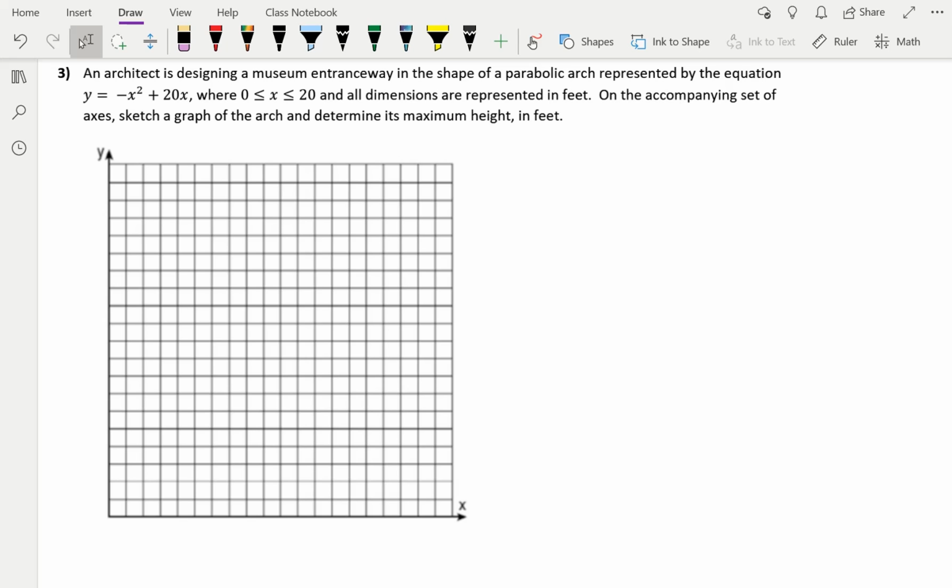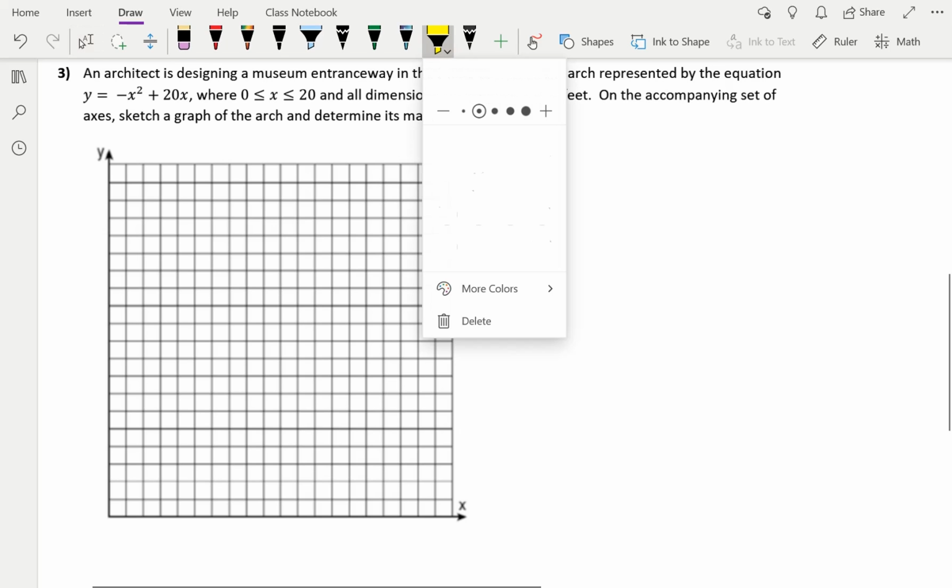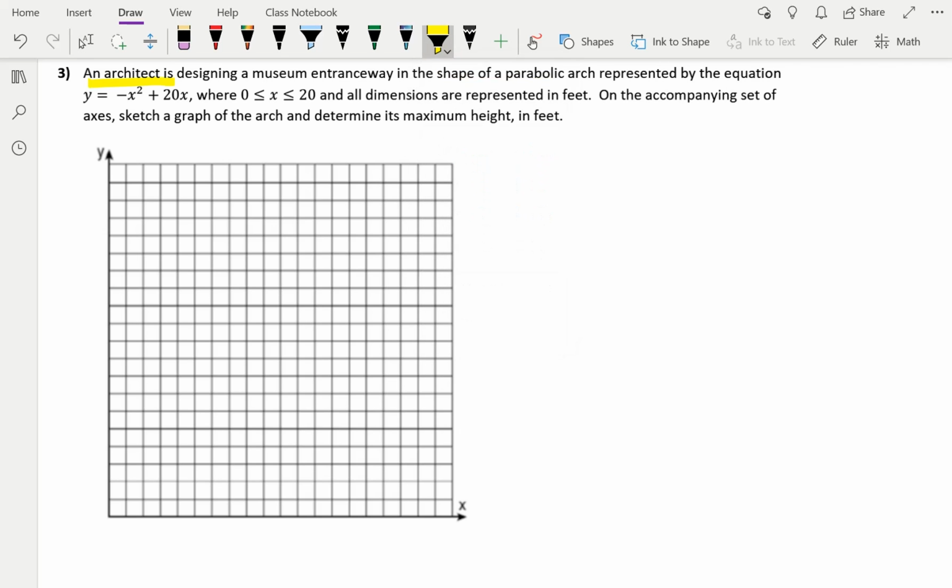An architect is designing a museum entranceway in the shape of a parabolic arch, represented by the equation y equals negative x squared plus 20x, where 0 is less than or equal to x, which is less than or equal to 20, and all dimensions are represented in feet. So really important from that is the equation, the domain restriction, which means we're only graphing from 0 to 20. We will not be going past that, so no arrows on this one.